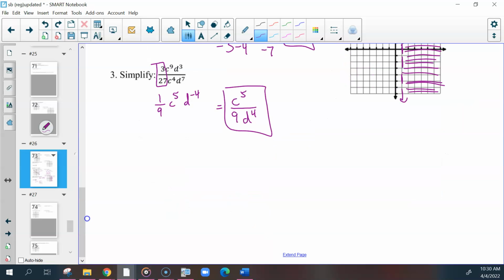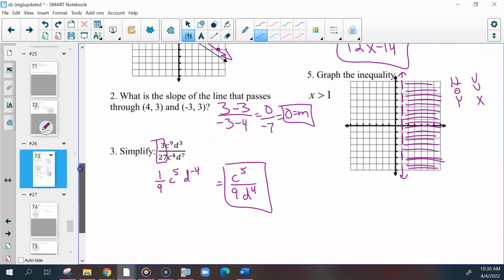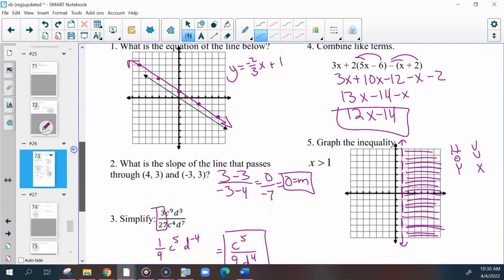And then another couple exponent rules come into play. Anytime you have a negative exponent, you really take that, flip it so it's 1 over D, and raise it to a positive exponent. It's just your negative exponent rule. And then combine everything so it's one condensed fraction. So when you do all of those things, you get C to the 5th over 9D to the 4th. Number 4, you have to combine like terms. So when you do all of that, combine all of your x's and your constants, you get 12x minus 14.